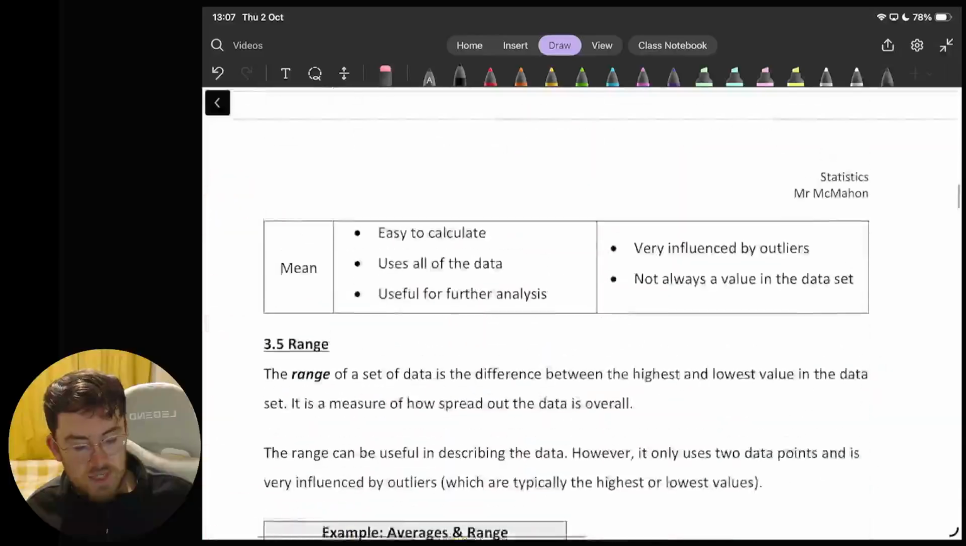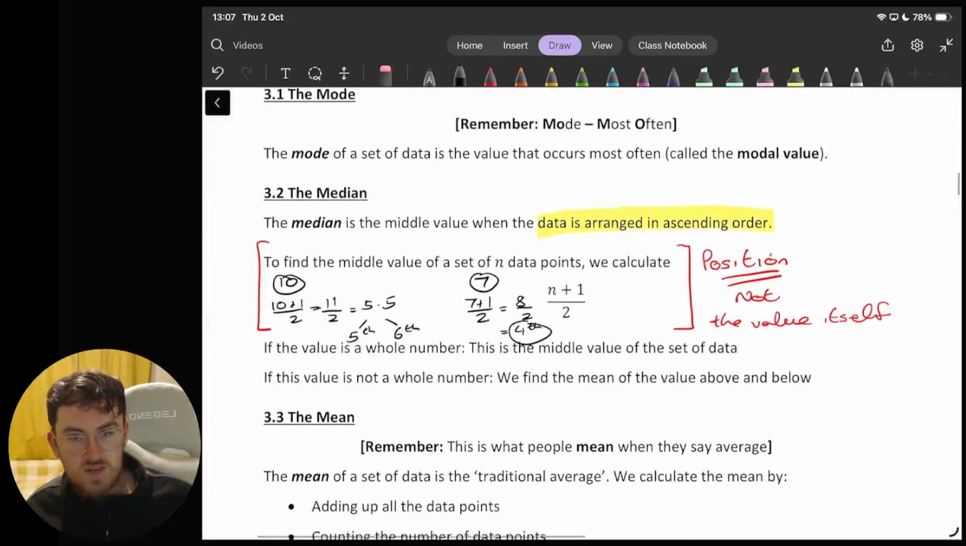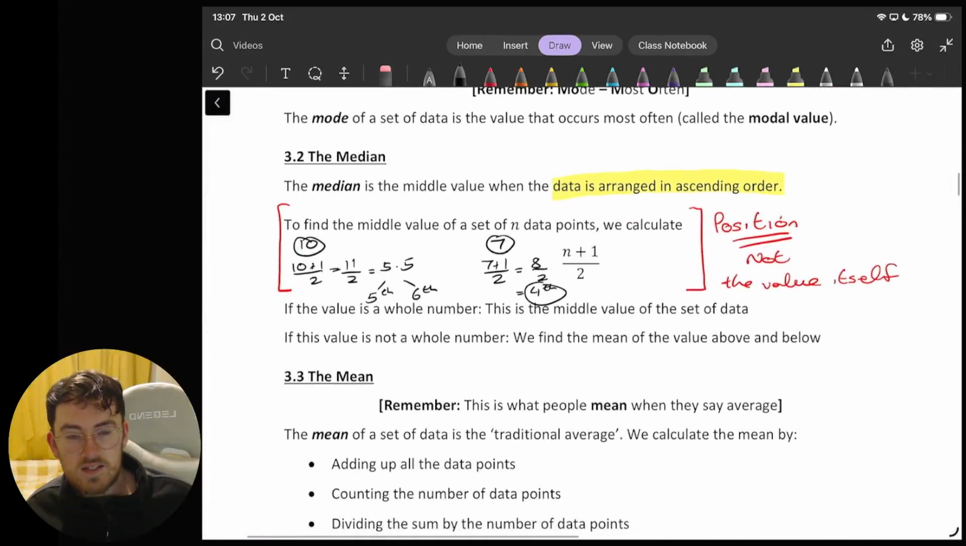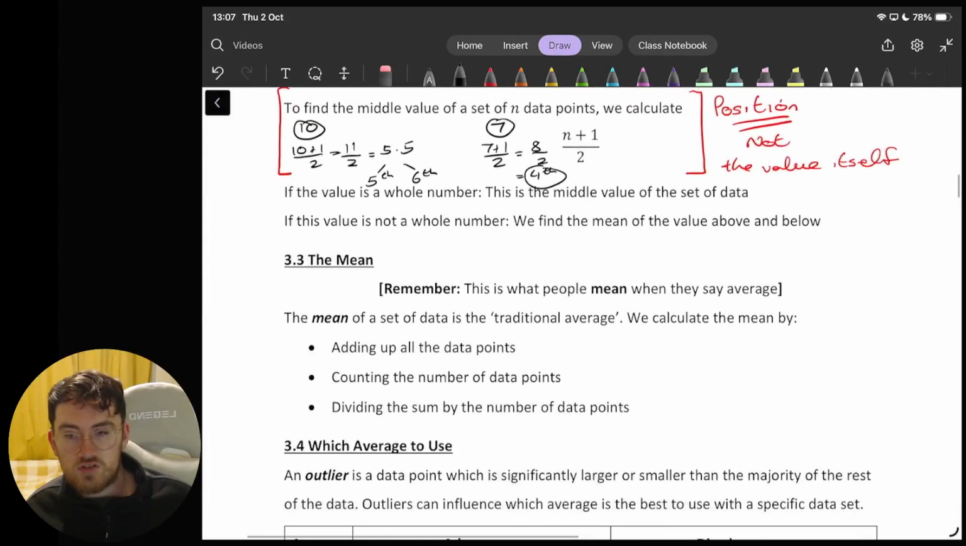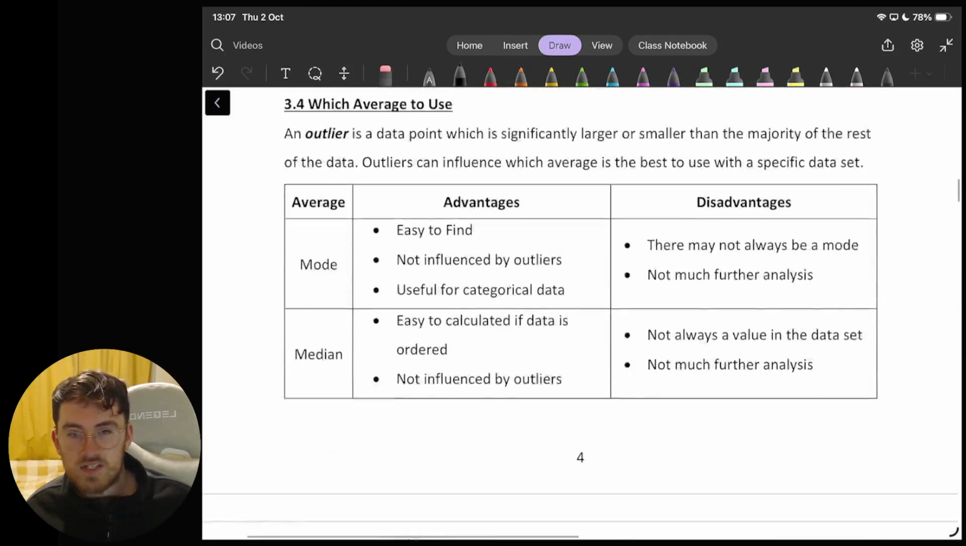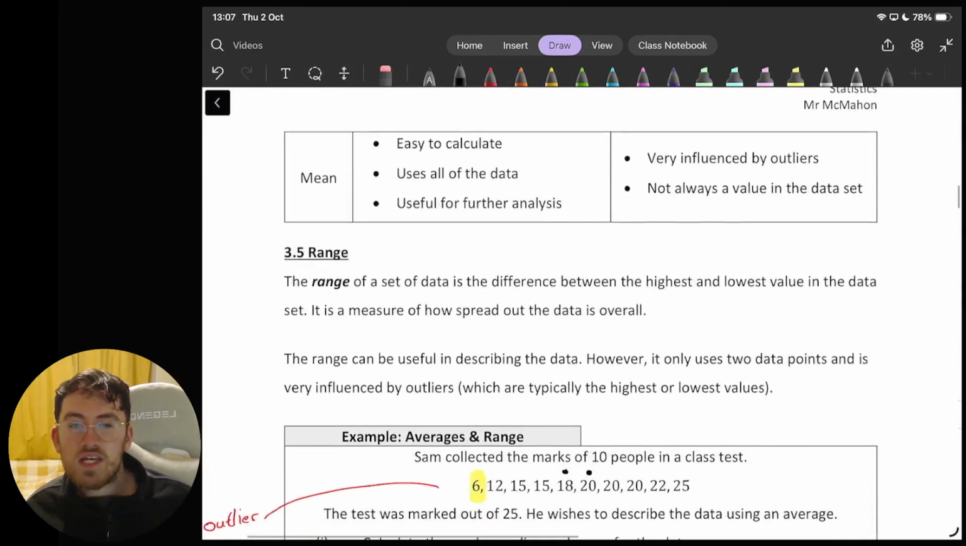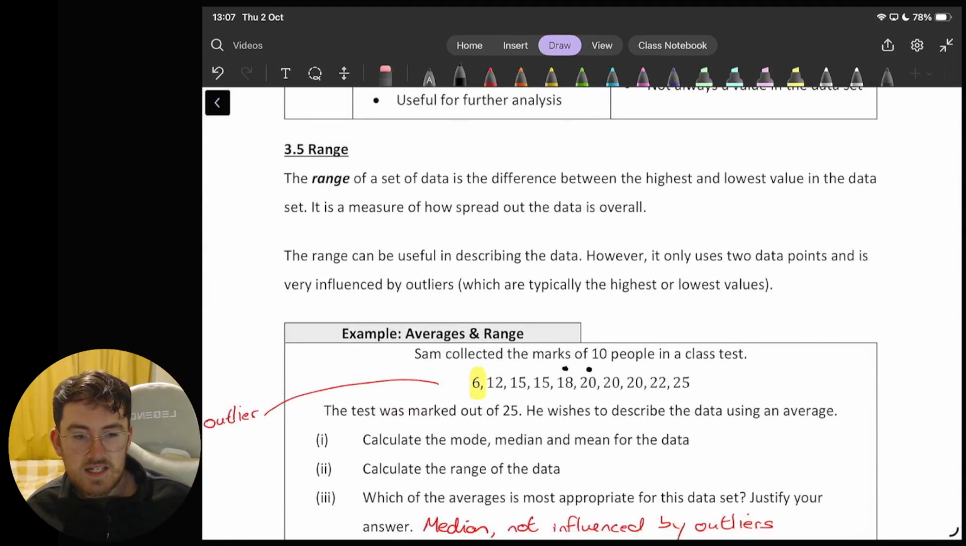So basic summary here, your 3 calculations of average. Mode is the most often, median is the middle when they're in order, mean is your traditional average, add them all up, divide by how many there are. There are different advantages and disadvantages for each of them, and the range then is a measure of the variability. It tells us how spread out the data is, and it's just the largest data point minus the smallest data point.